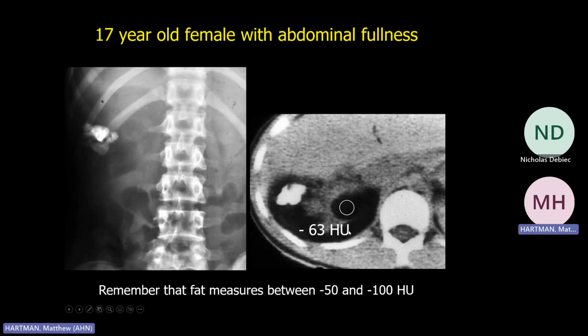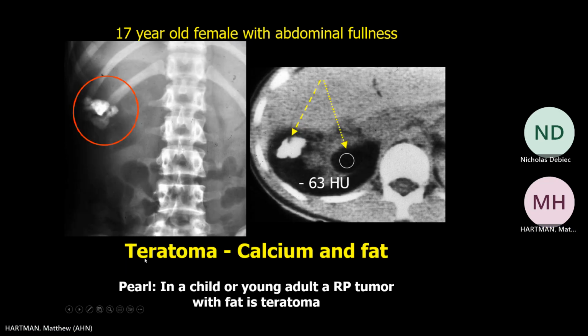So here's a 17-year-old female on the scout. You can see a calcified mass, maybe some lower density, easy to pick up here on the CT. This is our fat density, negative 63 Hounsfield units, macroscopic fat, calcium, young patient. What are we thinking? Teratoma, calcium and fat.